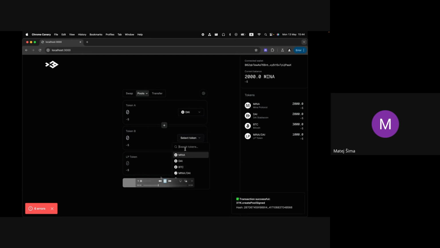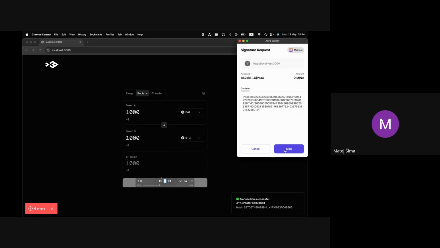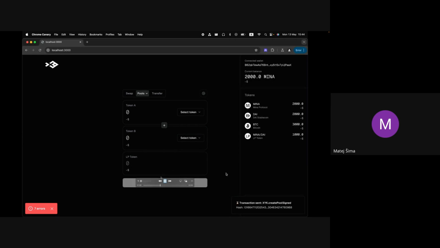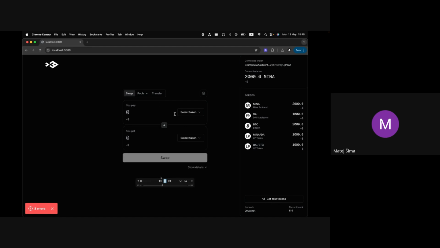We'll create a second pool between DAI and BTC. Again, we provide some initial liquidity, get the LP tokens, sign the transaction, send it out to the sequencer. There we are. So now we have LP tokens of both positions that we have, and we can start trading in the XYK UI.